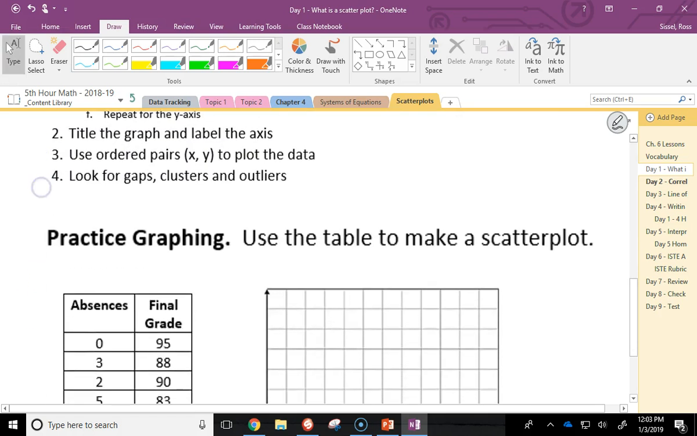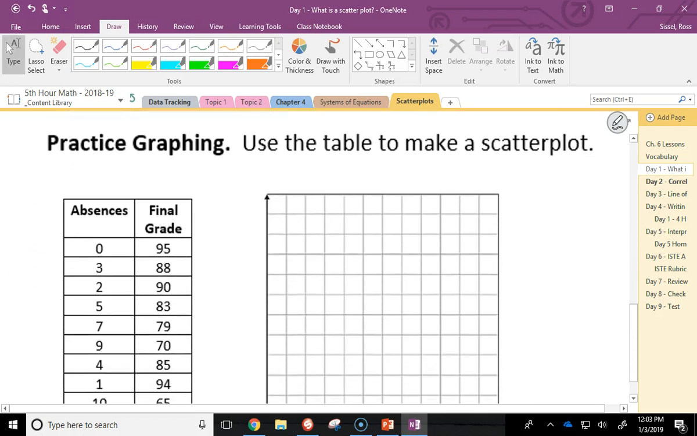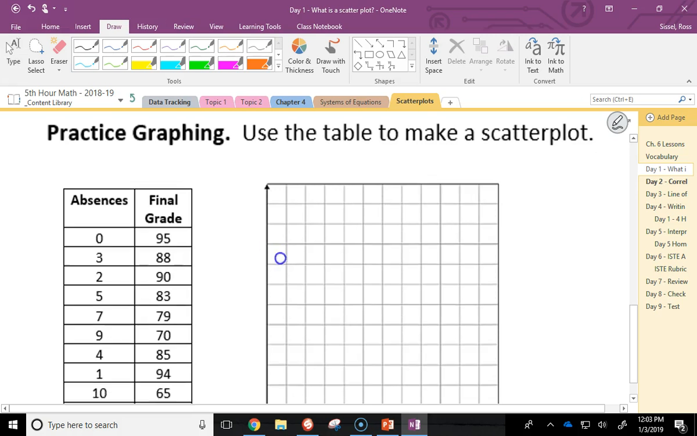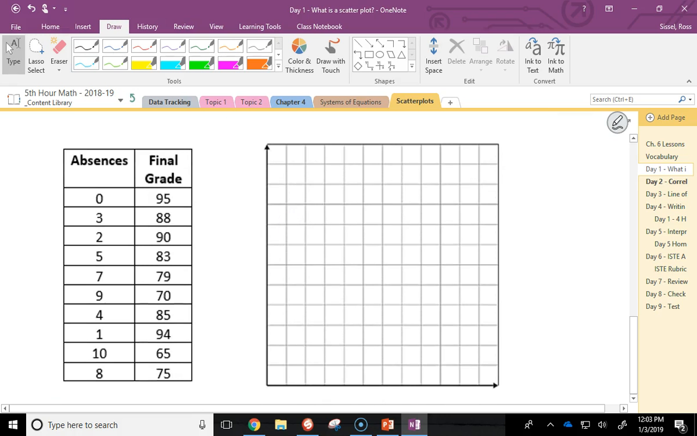So let's scroll down here. You should see on your foldable, it says practice graphing. Use the table to make the scatter plot. Here's our table. A scatter plot is between 2 sets of data. What data are we using? What are we comparing right now?